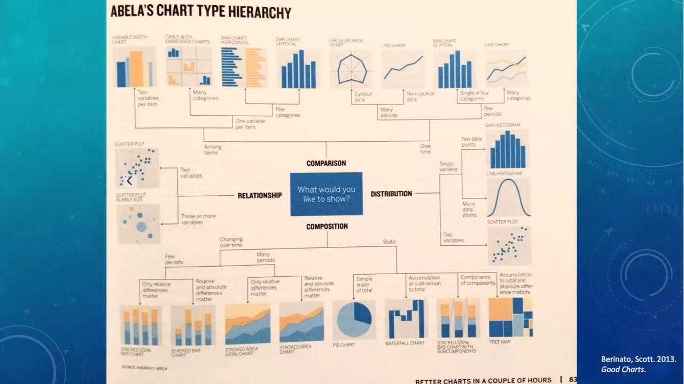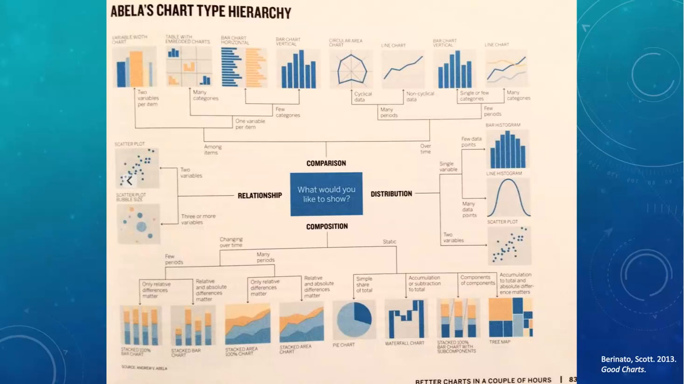But as you can see, if you look at the relationship, when you've got two variables, you can use the scatter plot, or if you've got three variables, you can change the size of those points that are plotted on that chart to show those also, as we've seen in some of the videos' examples with population size and such. For comparison, they break it down into two categories: among items or over time. Are we comparing different things, or are we looking across time?